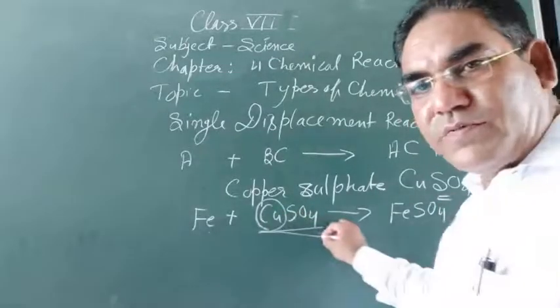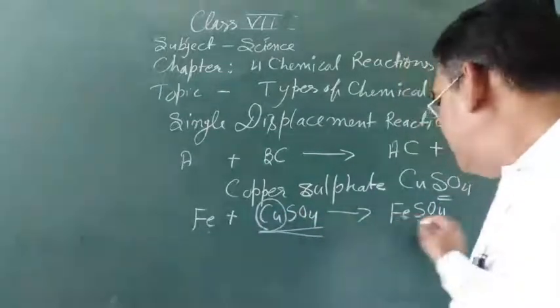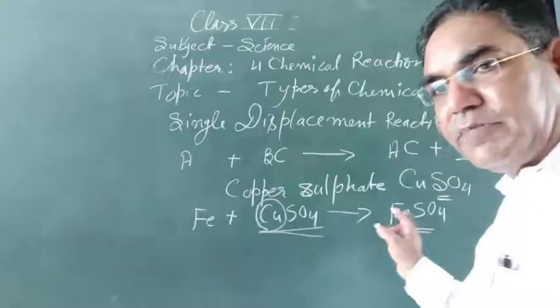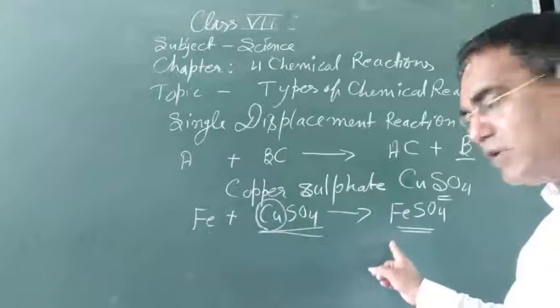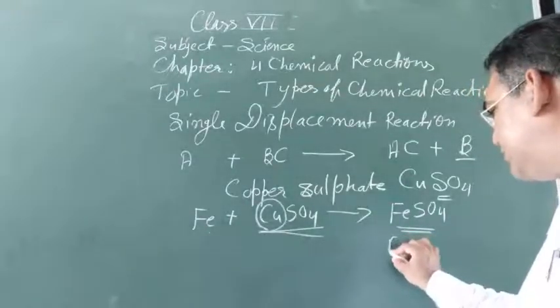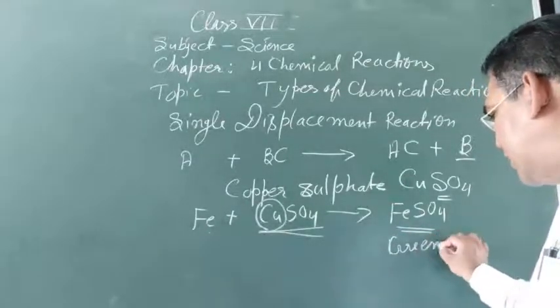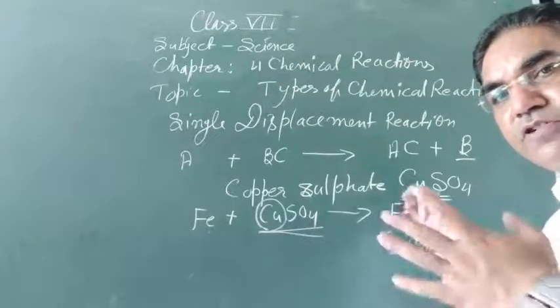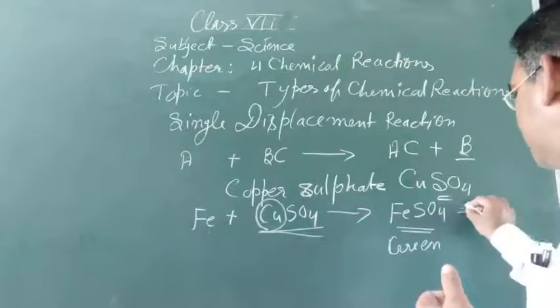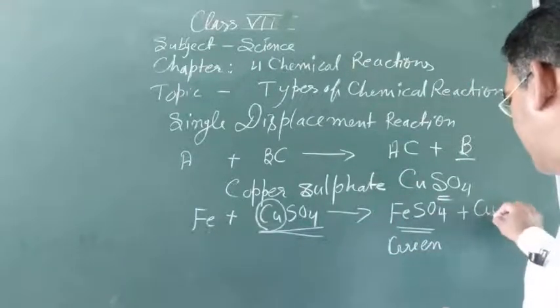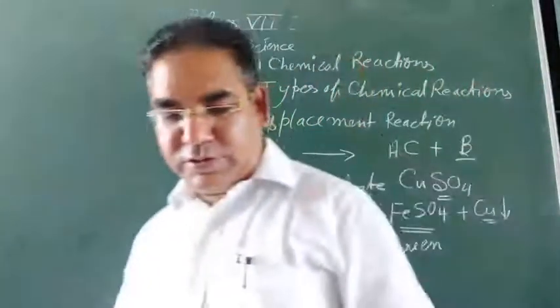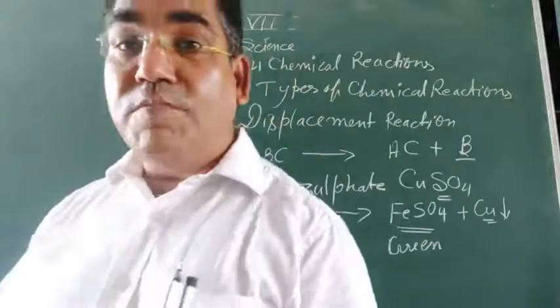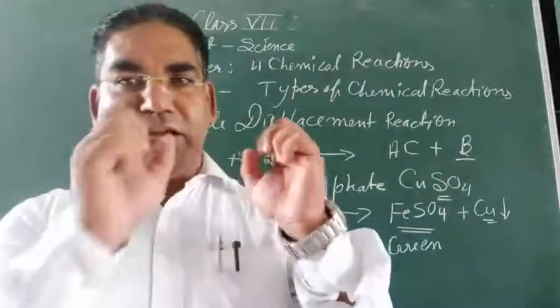The blue color of the solution is due to copper sulfate. But after the reaction it produces iron sulfate, and due to the presence of iron sulfate, its color is green. Due to formation of iron sulfate the solution becomes green. Copper is removed from the solution. Where will it go? Copper will deposit over the iron nail.